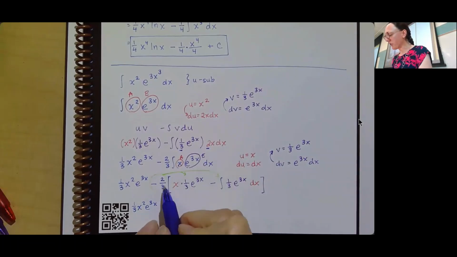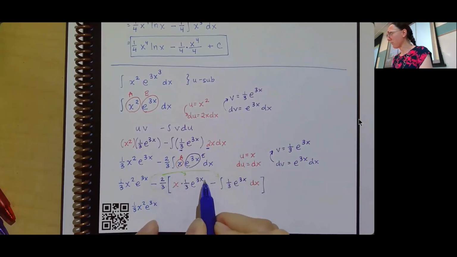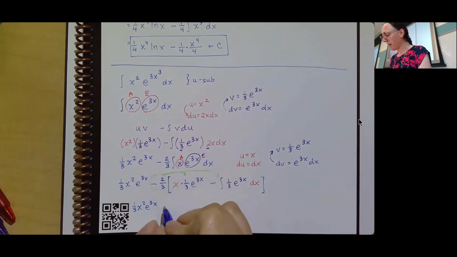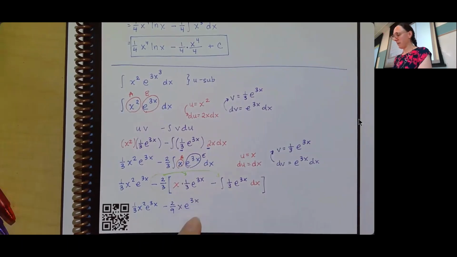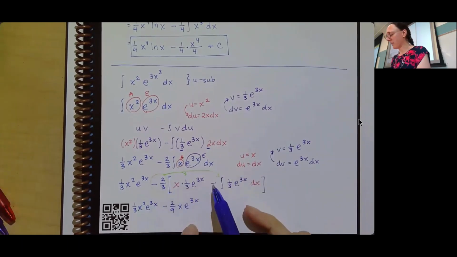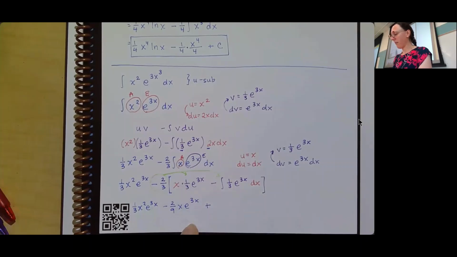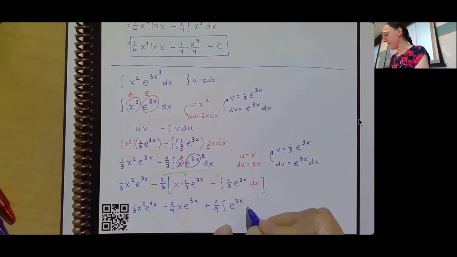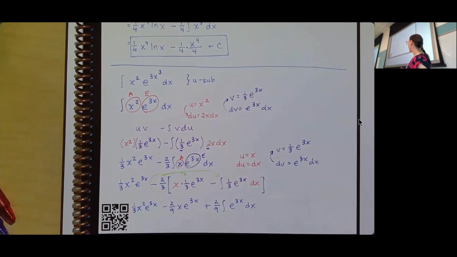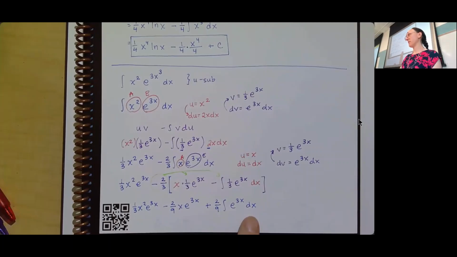So I'm going to have negative 2/3 times x times 1/3 times e to the 3x, or negative 2/9 x e to the 3x. Minus a minus is going to make that plus. I've got a 2/3 and a 1/3, so that'll be 2/9 e to the 3x dx. And finally, we've gotten down to an integral that I don't have to do u substitution on. I don't have to do integration by parts. We already know what this antiderivative is.